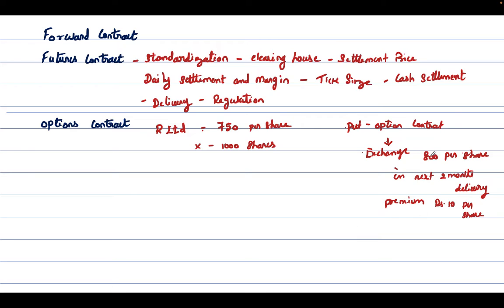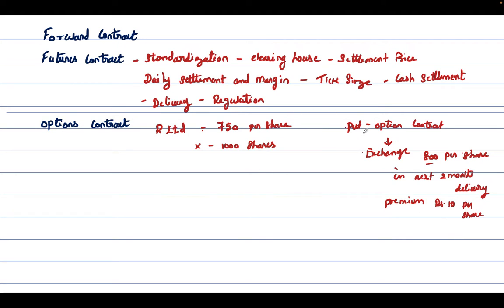So this is called the strike price, at a strike price of 800 per share. In this way, X has hedged. X has hedged the risk of a price fall of the stock. So X will exercise the put option if the price of the stock goes down below 790.